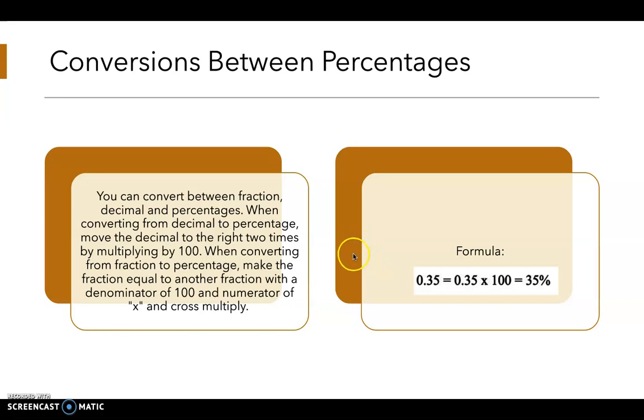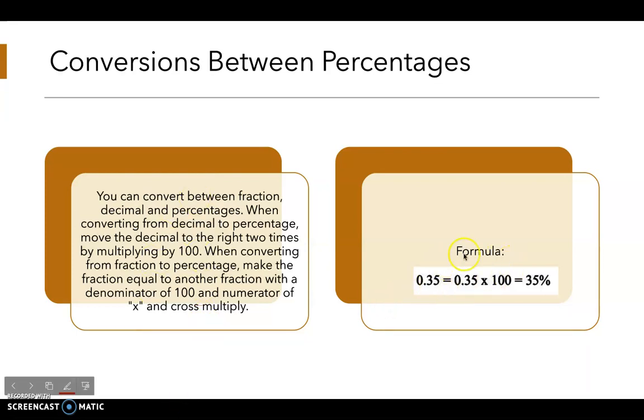Right? Now, from a fraction to a percentage, you're going to make the fraction equal to another fraction with a denominator of 100 and the numerator of x. And then you would cross multiply to figure out the x value. Now, it's exactly what I showed you on the other slide for the fraction.